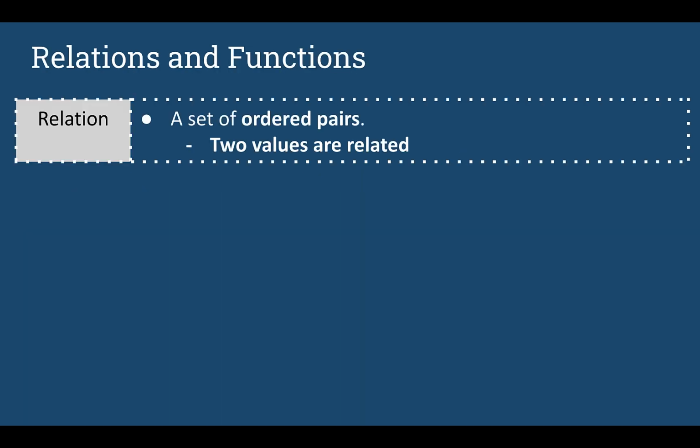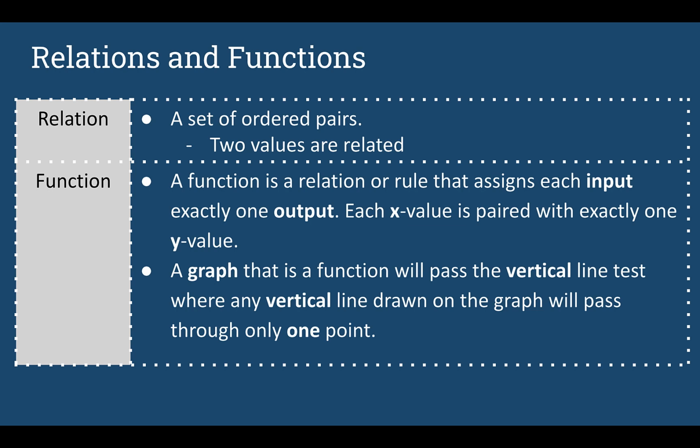So, two vocab words that you're going to need to know, and we'll keep referencing them throughout this unit, are relations and functions. A relation is just a set of ordered pairs, or you might know them as coordinate points. A relation shows that two values are related. So x is related to y. Compared to a function, which is a little bit more specific, it's a type of relation or rule where each input has exactly one output. So each x value is paired with exactly one y value.